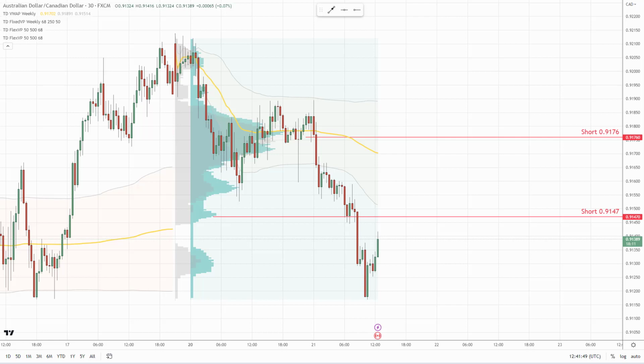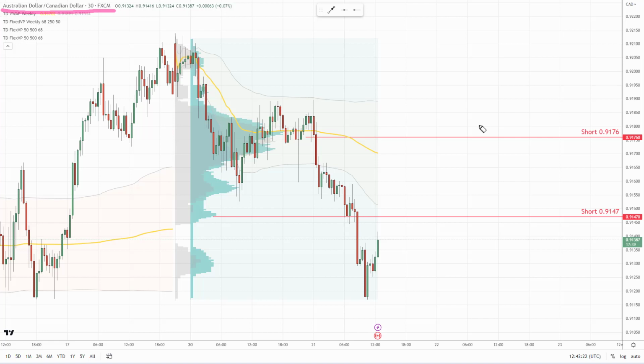Today I'll talk about Australian dollar, Canadian dollar. So this is the Australian dollar, Canadian dollar 30-minute time frame on the TradingView platform. I'm working with my custom-made indicators that I built for TradingView and that members of my trading course are able to download and use for free.